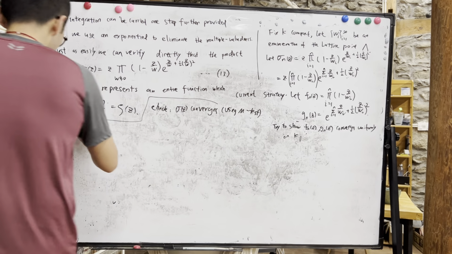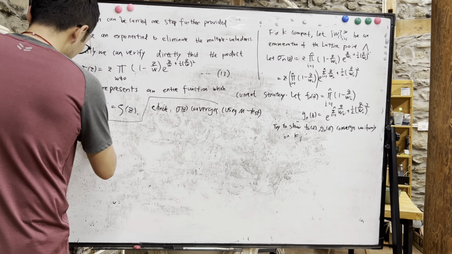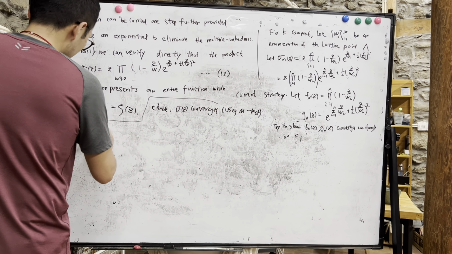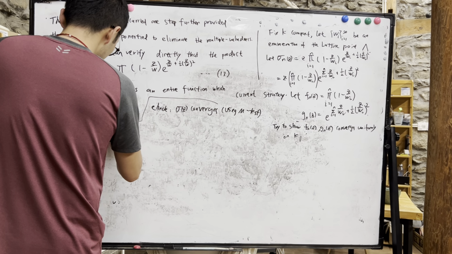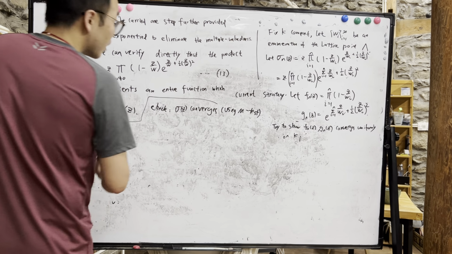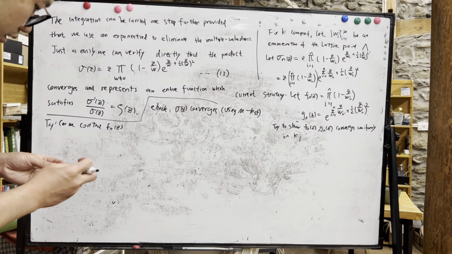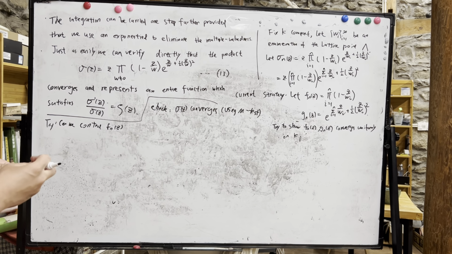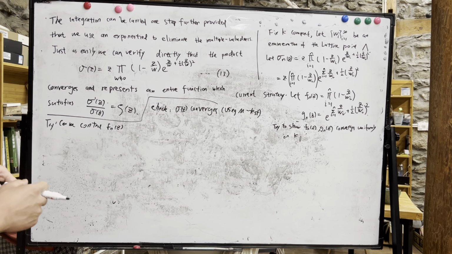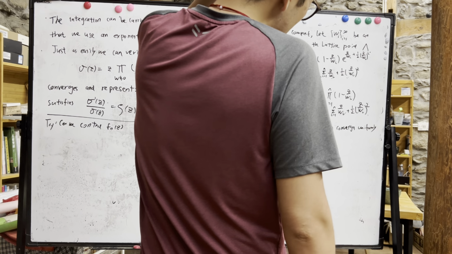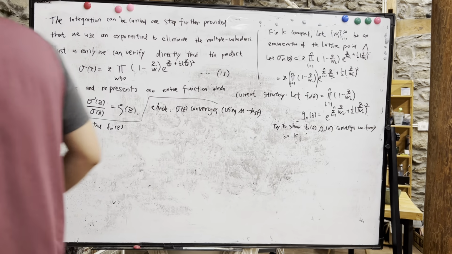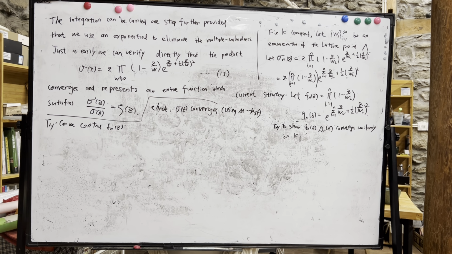So can we control Fn(z) basically, right? So Fn(z) is represented as a finite product. So let's check the convergence criterion for the infinite product of functions.